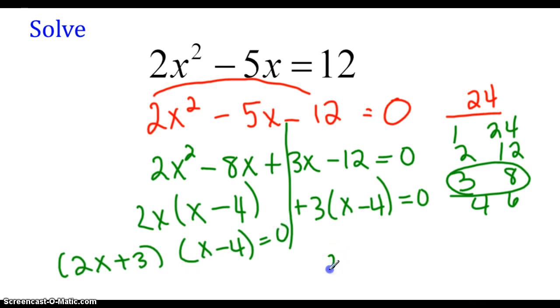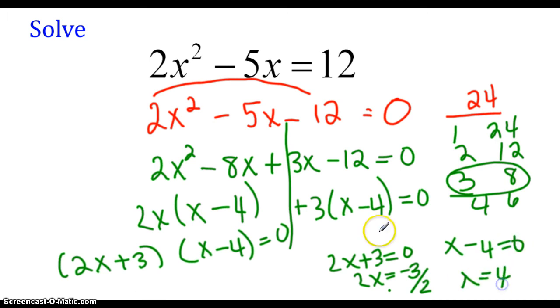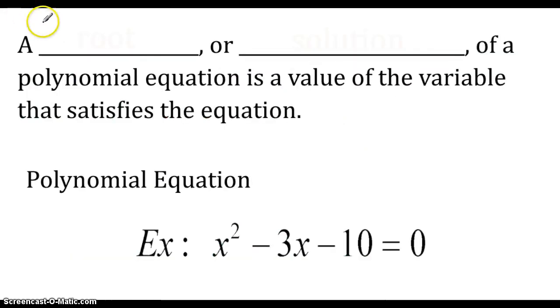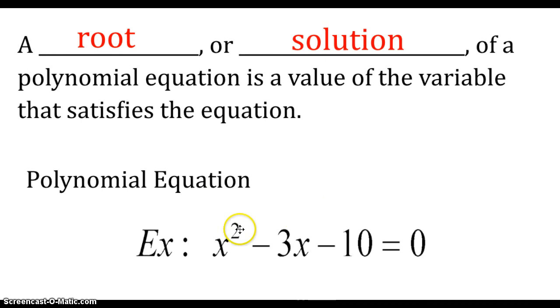And then I get 2x plus 3 equals 0, 2x equals negative 3, and then divide by 2. And here I get x minus 4 equals 0, x is 4. So my answers, x is negative 3/2 and 4. So hopefully you remember, it's still factoring. We've done that already. And now that you are finding, please remember, a root or a solution to a polynomial or quadratic if it's to the x squared equation. All right, good job. Thanks.